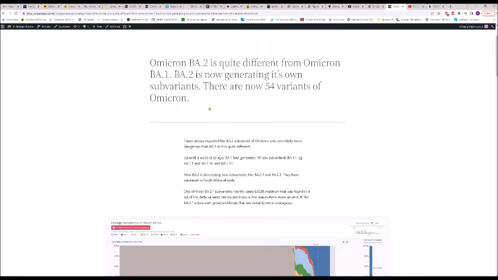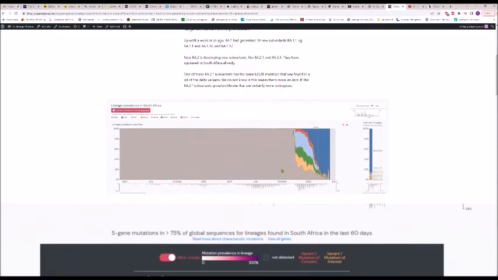But not just that, BA.2 is forming its own subvariants, and they've recently noticed these subvariants forming in South Africa. You can see here in the orange is BA.2.3. You can just see it there. It's only a tiny bit, but it'll start growing. And also in the light green, you can see BA.2.1, and they will grow.